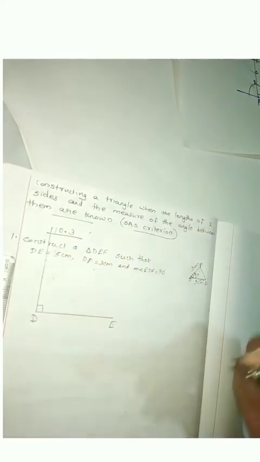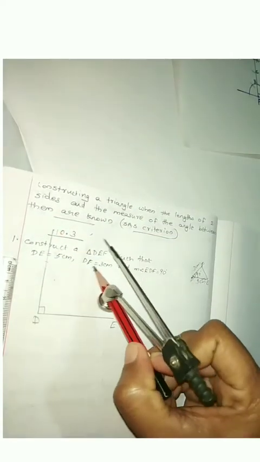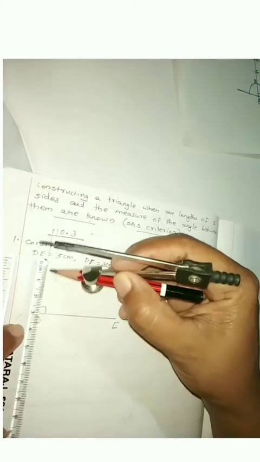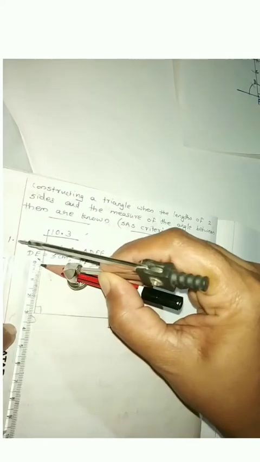Next, we can mark F on this line. But before this, where is the point F? It can be here or anywhere. But they have given one side, that is DF is equal to 3 cm. So we can keep the scale here at 3 cm. From here it is 3. So from here will be the next one.